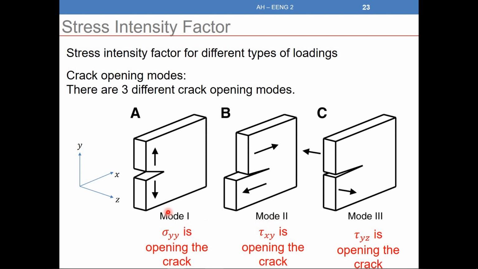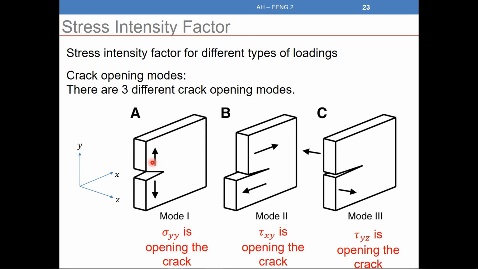So the only one that we studied is the normal one, mode 1. We focus on this type, when the normal stress, in this case sigma YY or sigma Y, is opening the crack. Now, the idea is that everything we said before, that the stress intensity factor is equal to sigma square root of pi a.